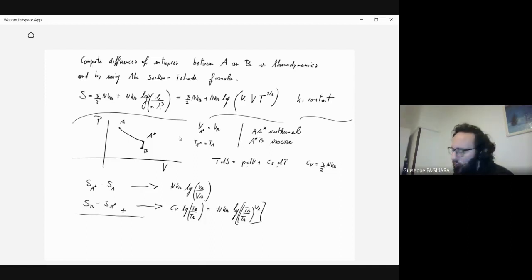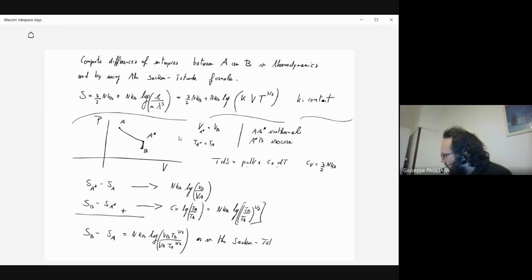Okay, and now you see that when you sum them, the difference between SB and SA is actually correct, is consistent with the Sackur-Tetrode formula, because you will get nkB logarithm of VB TB to the power of 3/2 over VA TA to the power of 3/2, as in the Sackur-Tetrode formula. Okay. Now this is a sketch of this exercise. If you want to try to do it, you can then tell me if you manage to do it, but it should be easy, okay? Because it's just ideal gas, you use just the usual equation.